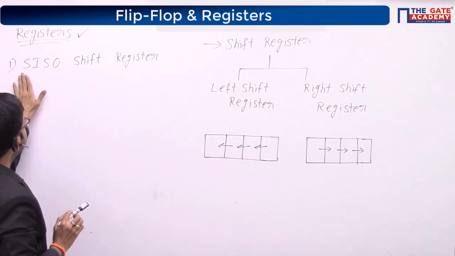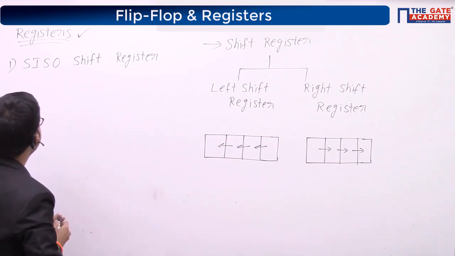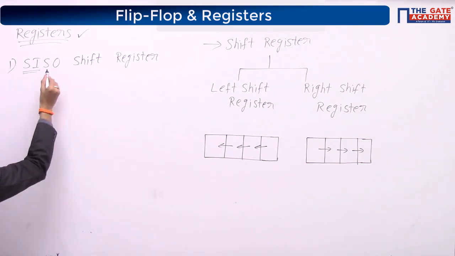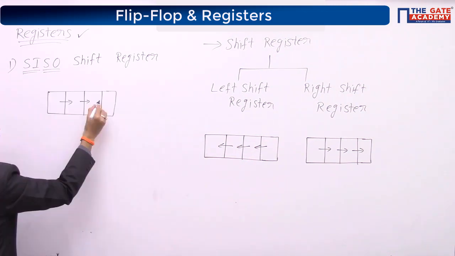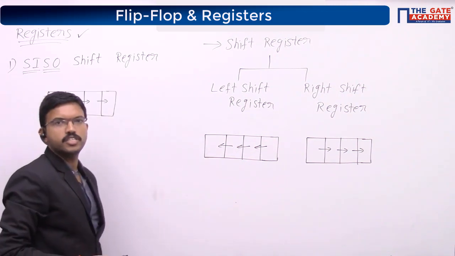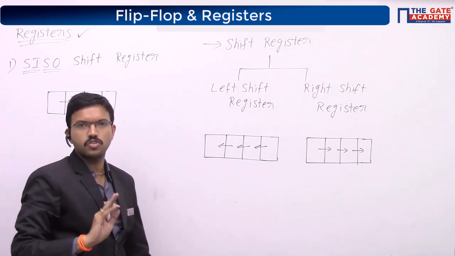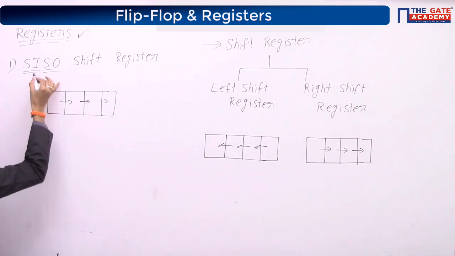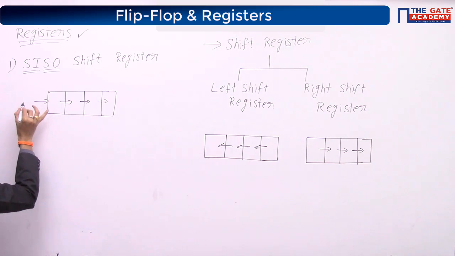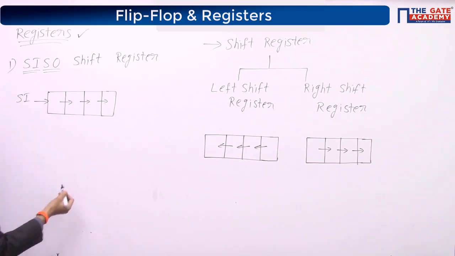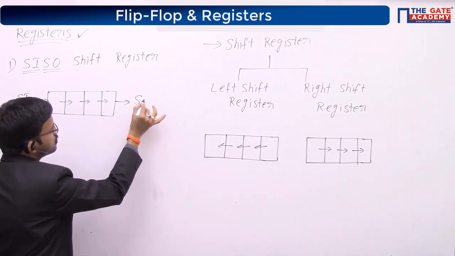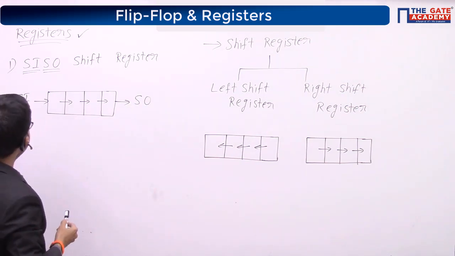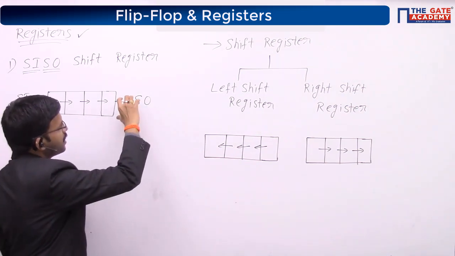First one is the serial in, serial out shift register. That means here we send the input serially, bit by bit. Similarly, we access the output bit by bit serially. For the time being, I am considering the right shift register. You can consider left shift also, there is no issue. Here, I will give the input serially. This is the serial input. Here, I will access the output serially, that means bit by bit. Serial output.